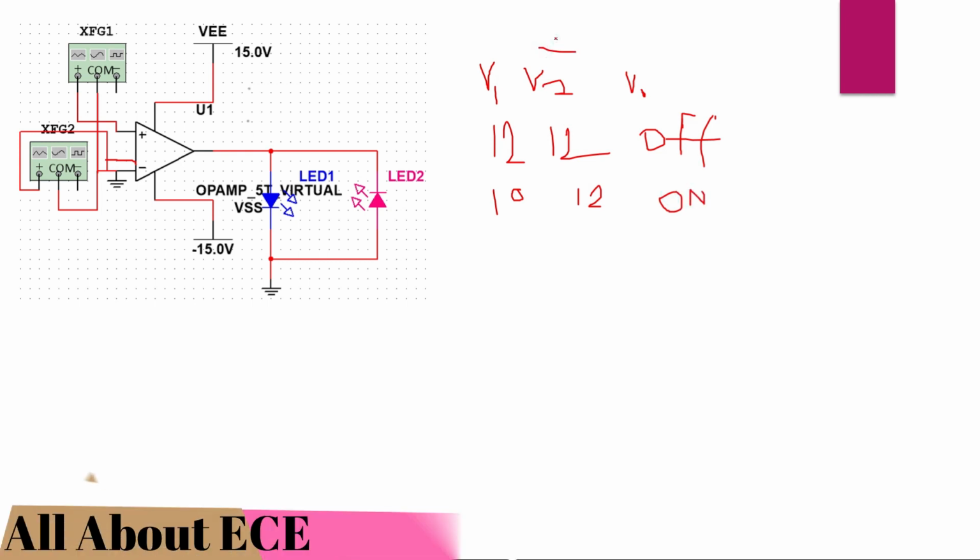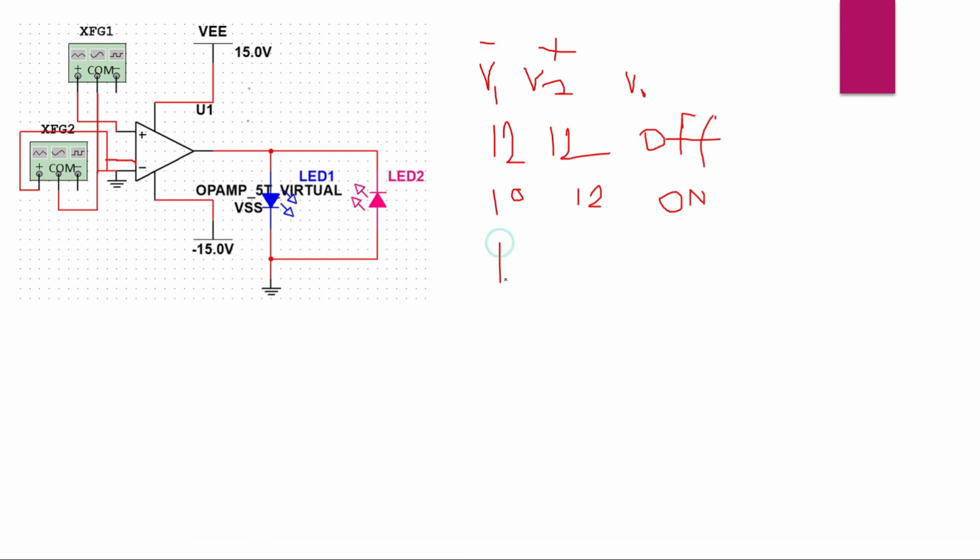This is V2, nothing but the positive, non-inverting configuration. This is the negative configuration. If I take this as 12 volts and this as 10 volts, this is in off condition. Why? Because our positive voltage is more than the negative voltage. So what output will we get? V naught is equal to V2 minus V1. Correct, right? In such a case, if you have a negative voltage, then it is not going to be shown as the output.